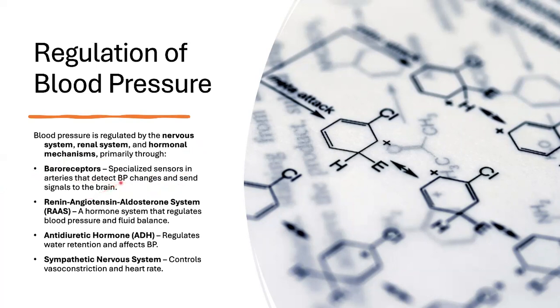The renin-angiotensin-aldosterone system, RAAS, is the most important hormonal system that regulates the blood pressure and the fluid balance in our body. Antidiuretic hormone, ADH, retains water in our body and ultimately affects the blood pressure. The sympathetic nervous system controls vasoconstriction and heart rate. So these are the processes that actually happen in our body.